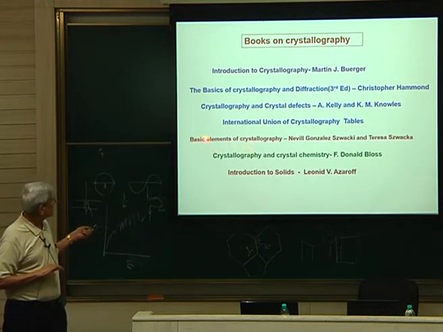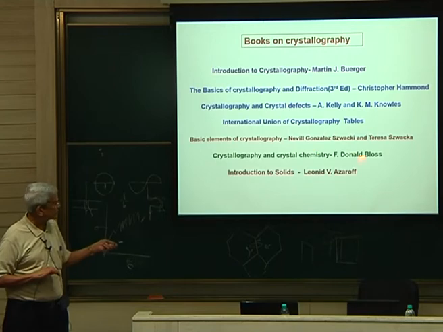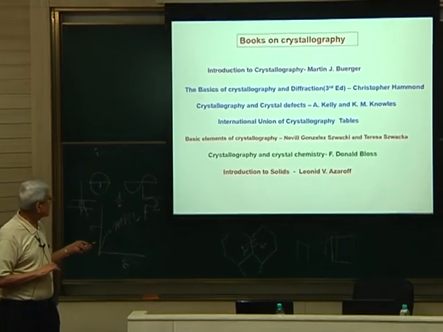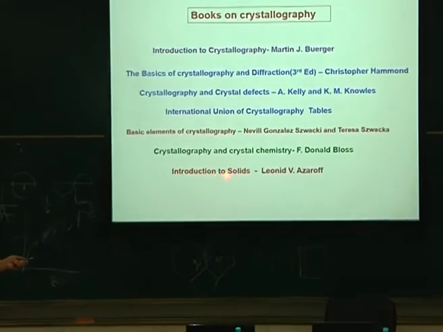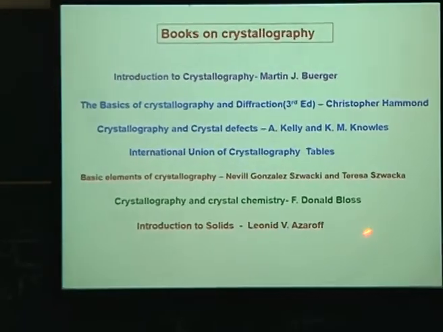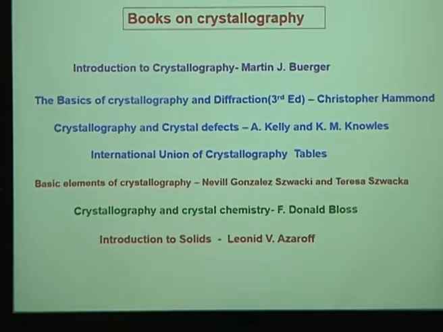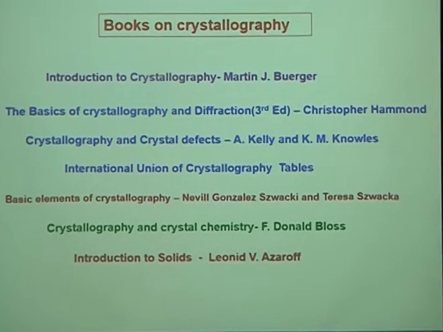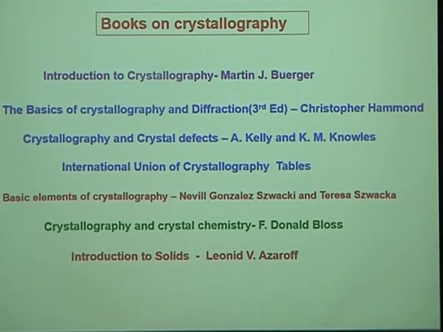Then this is a book which gives all the 14 crystal structures, a very simple book. This is a book on crystallography and crystal chemistry, it's a little bit advanced. Then in some cases you can even read Introduction to Solids. The Ashcroft book also gives the various crystallography, point group and space group symmetry, which is explained very nicely.